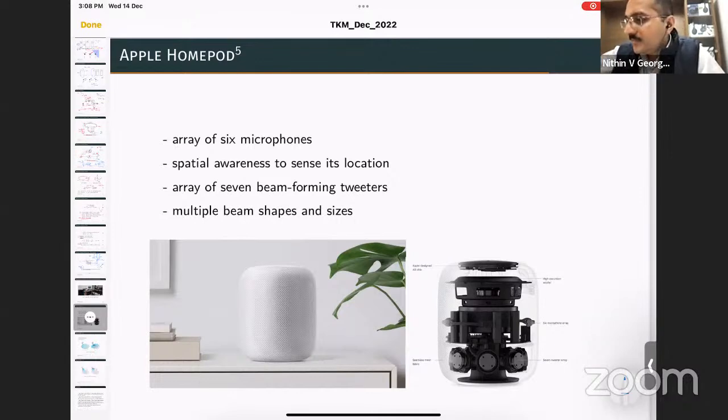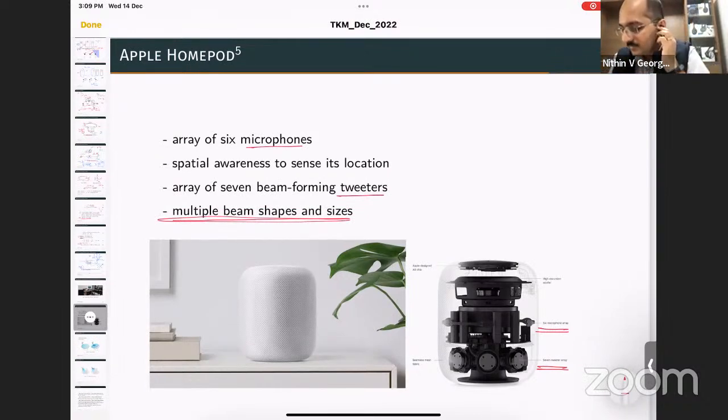If you see this diagram, they are saying it has a 6 microphone array. So this one device has 6 microphones. Then they are saying there are 7 tweeter arrays, so a speaker array has been created. By having a loudspeaker array, you can give directions, for example high amplification in this direction, stereo in that direction. All of those combinations can be done. So you have an array of microphones and an array of tweeters, and you can create multiple beam shapes and sizes. This is an actual product.